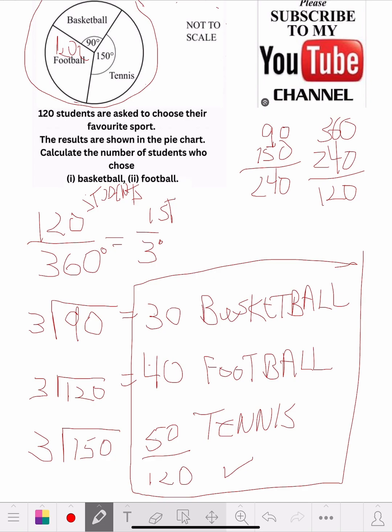You just had to know that the circle was 360, had to calculate, hey, how many students in each degree, okay? And we know for every 3 degrees, there's 1 student. And that was all there was to it.